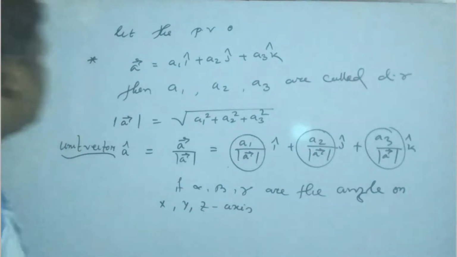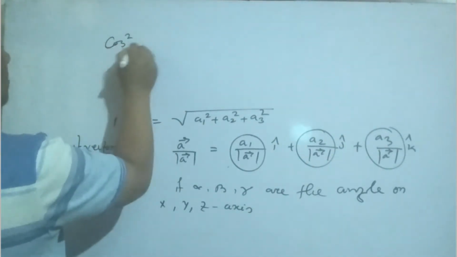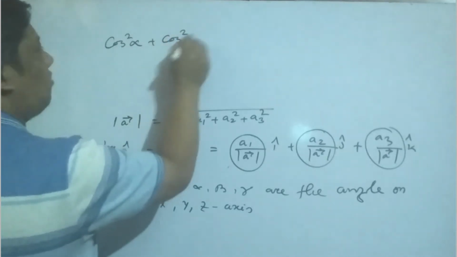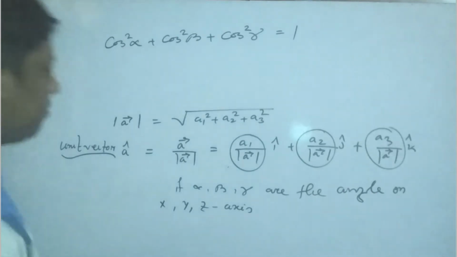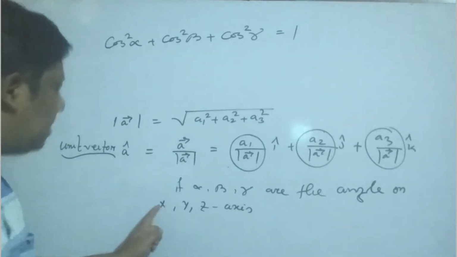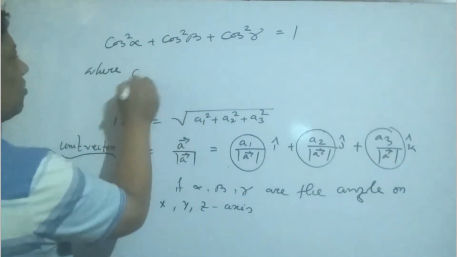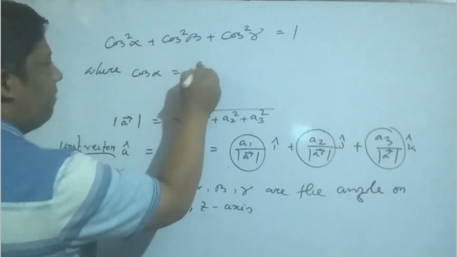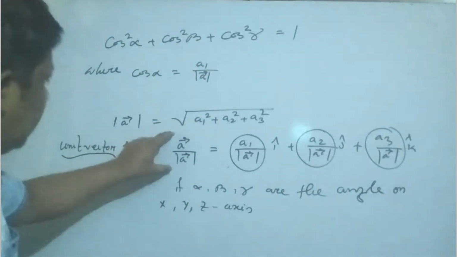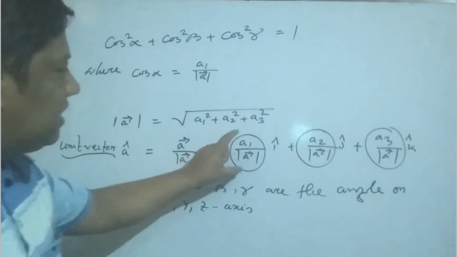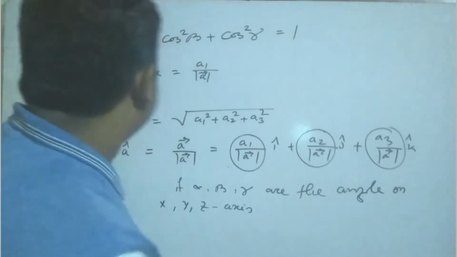Then you know that cos square alpha plus cos square beta plus cos square gamma equal to 1. Because this cos alpha is called the direction cosine. Cos alpha equal to a1 upon magnitude of a. This part is called the direction cosine. This is the cos alpha, cos beta and cos gamma, and this is called the direction cosine.